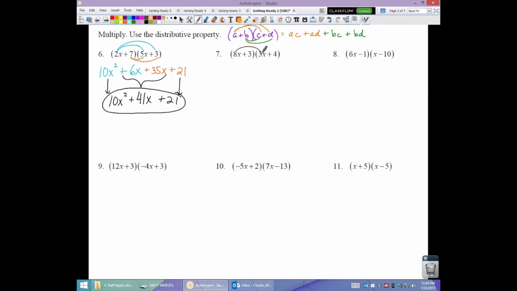Number 7, 8x times 3x, 24x to the second, and 8x times 4, 32x. 3 times 3x, 9x. 3 times 4, 12. We do, again, in the middle here, have like terms, so we end up with 24x squared plus 41x plus 12.